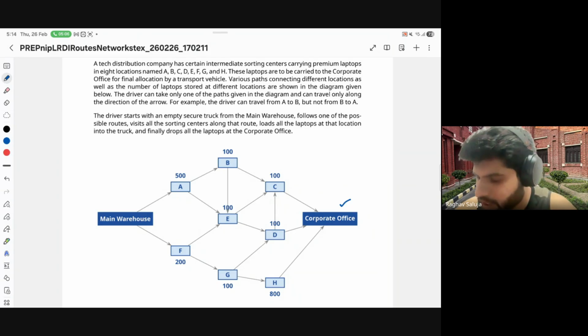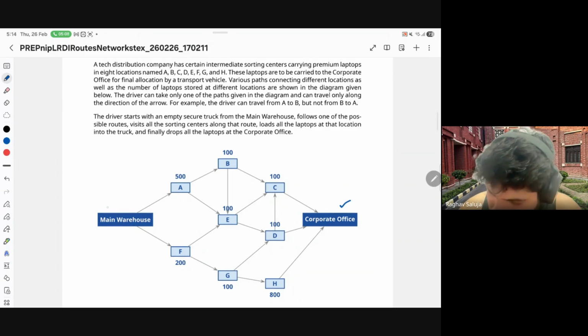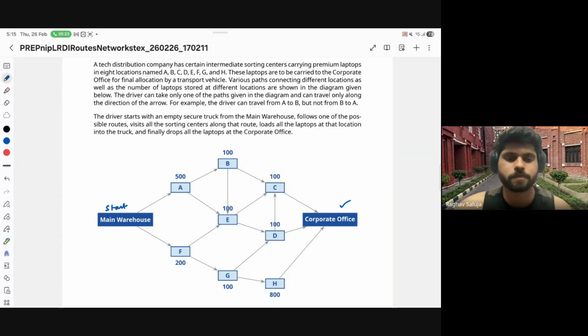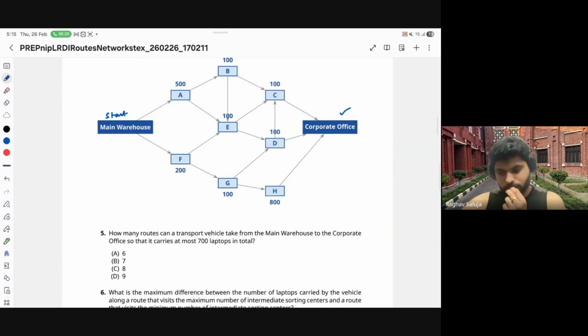The driver starts with an empty secure truck from the main warehouse, the start. Follows one of the possible routes, visits all the sorting centers along the route, loads all the laptops at that location into the truck, and finally drops all the laptops at the corporate office. Let's look at the first question. How many routes can a transport vehicle take from the main warehouse to the corporate office so that it carries at most 700 laptops in total?